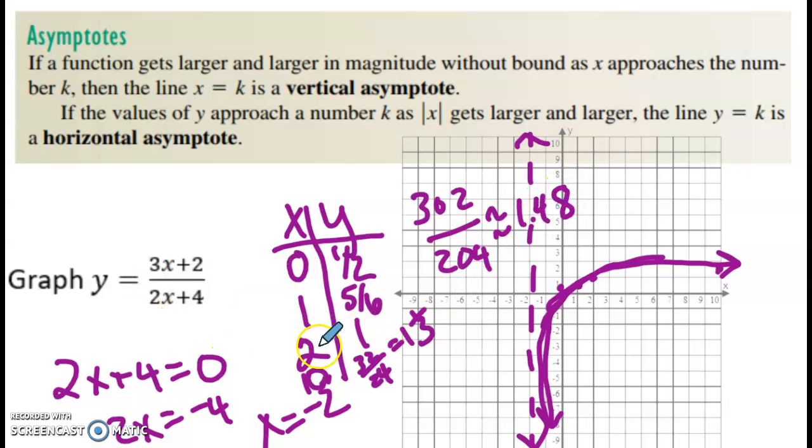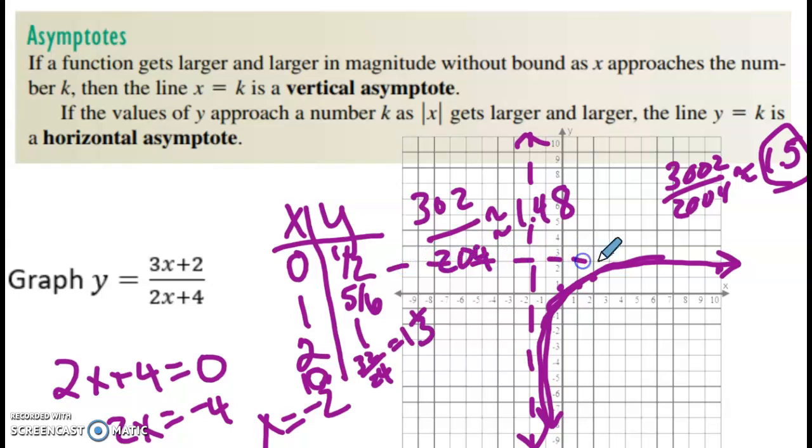If I put 1,000 in, I get 3,002 over 2004, which is close to 1.5. It's like 1.49. If I put 1,000,000 in, I get 1.499. Like we get closer and closer, but we never will hit 1.5. So my horizontal asymptote is y equals 1.5.